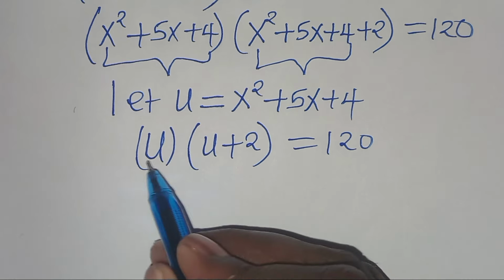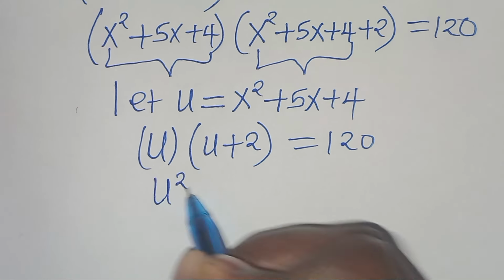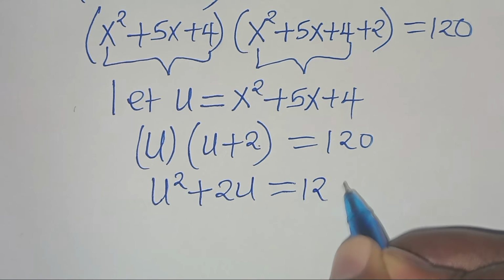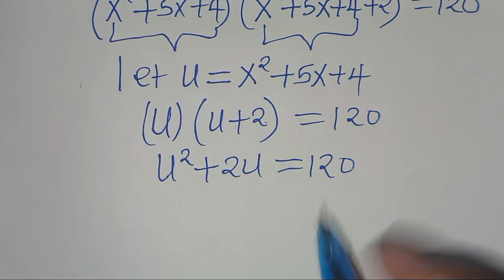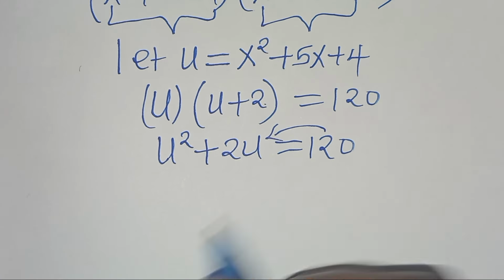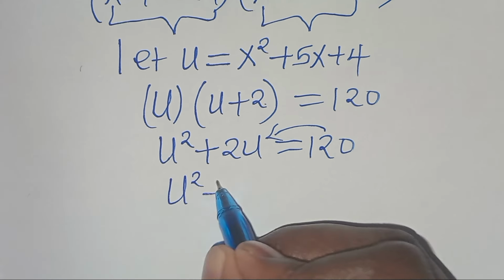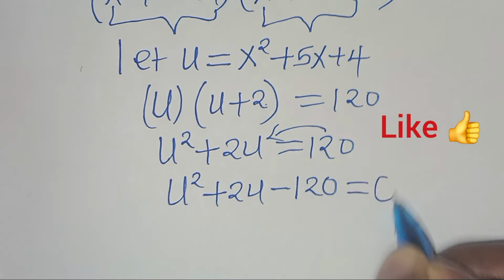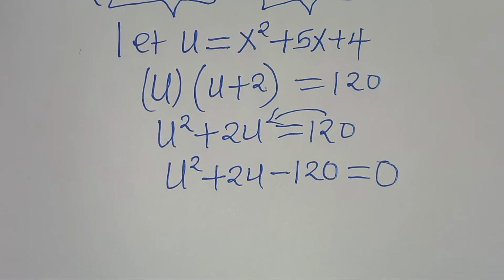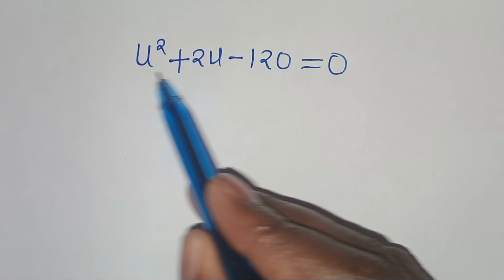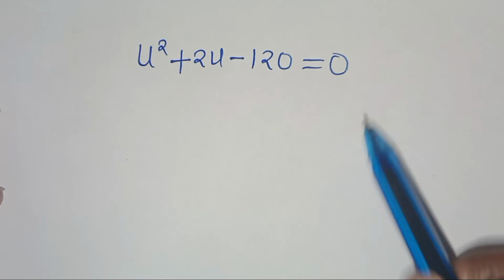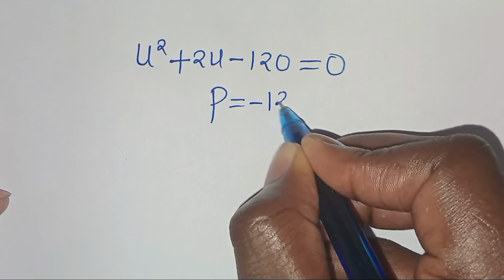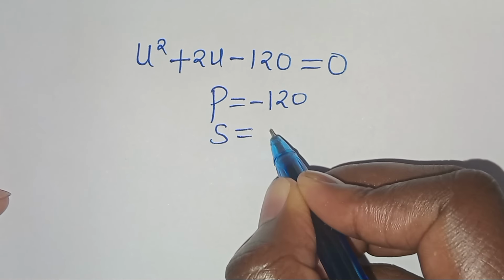So this implies that u times u, this is u squared, then plus u times 2, this is 2u, is equal to 120. So let's take 120 to the left hand side so that we have u squared plus 2u subtract 120. This is equal to 0. Now this is a quadratic equation. We can solve this quadratic equation by factorization. Remember here we have the product is equal to minus 120. The sum here is equal to 2.